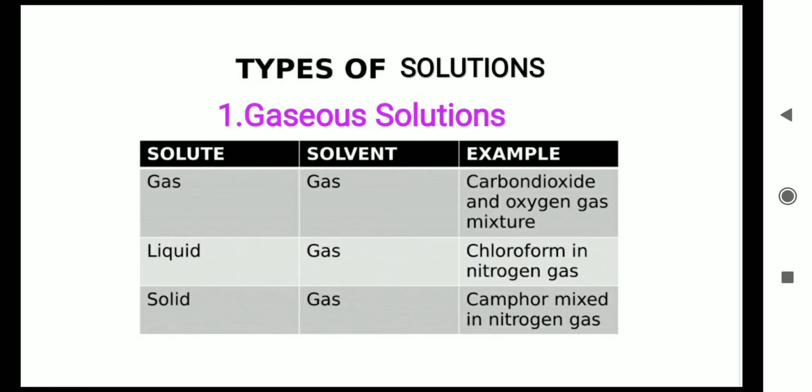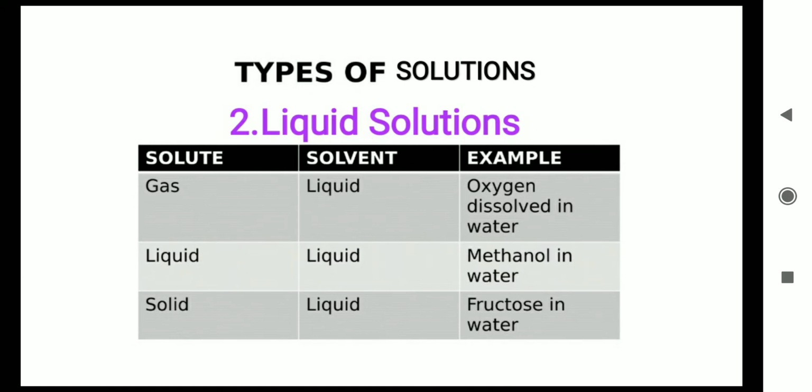Next is solid in gas. Here the solute is in solid form and the solvent is in gas form. Example, camphor, which is solid, is mixed with nitrogen gas. Now the second type is liquid solutions. Here the solvent is liquid, but the solute can be gas, liquid or solid.